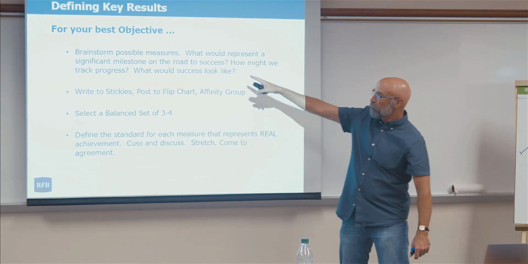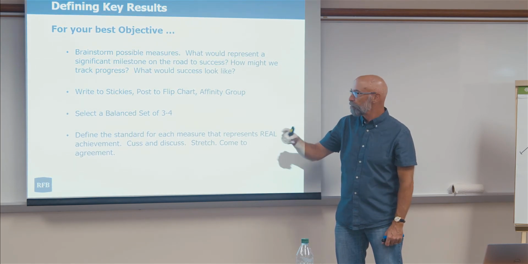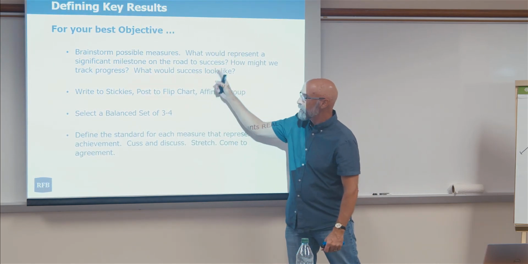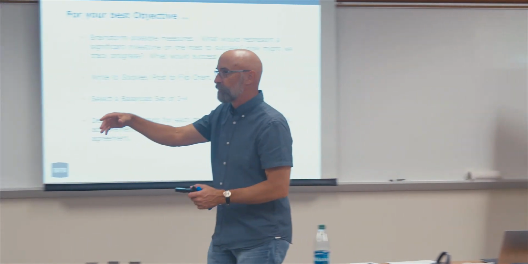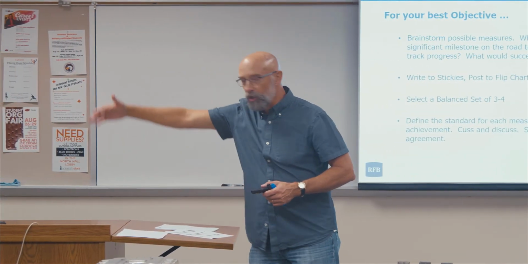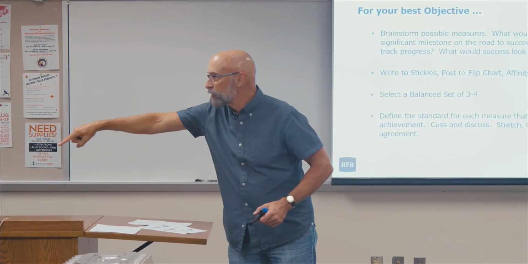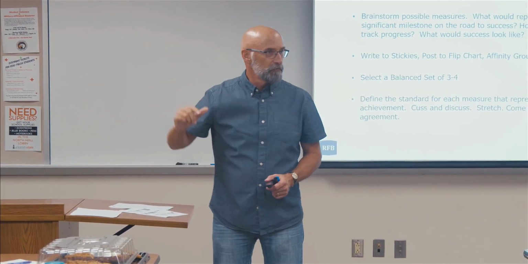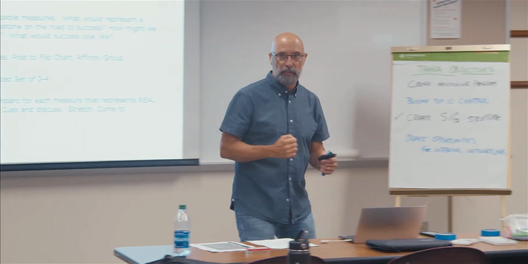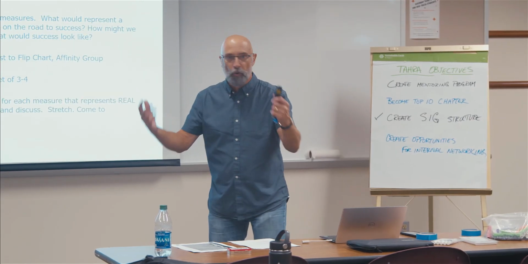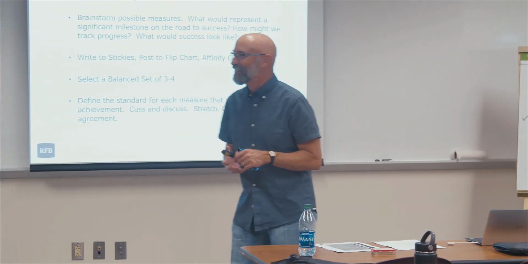Well, let's brainstorm possible measures. Now, not just measure, but standard. Who knows what the difference between a measure and a standard is? The measure is what we're actually tracking, right? Distance between me and the wall is one measure. Five feet is the standard. How fast I run is a measure. Can do the 40 in 10 seconds is probably my real standard.